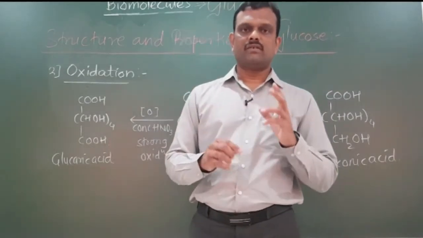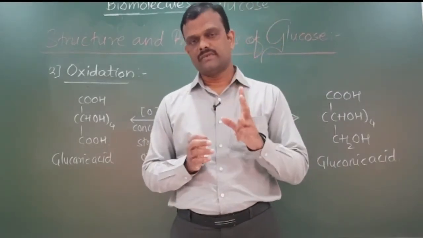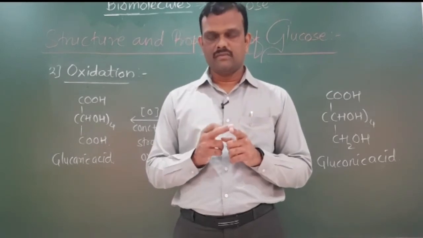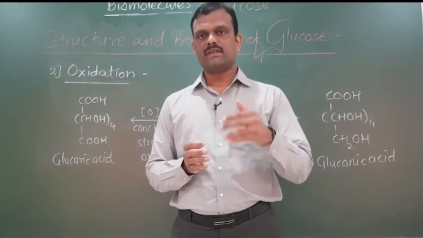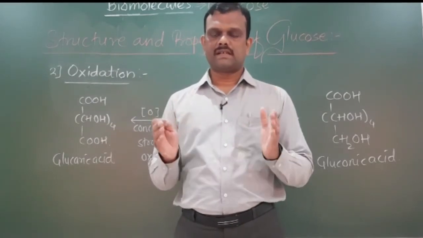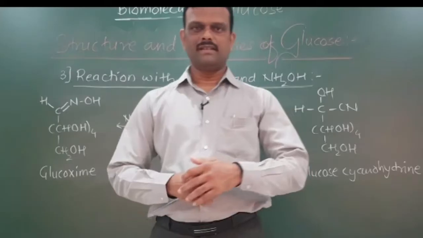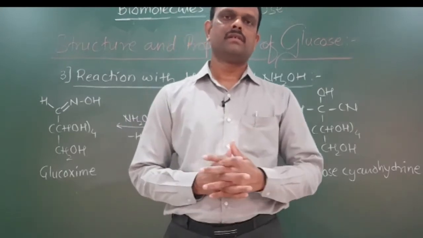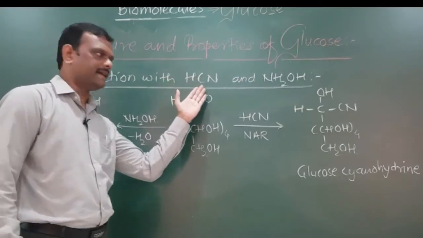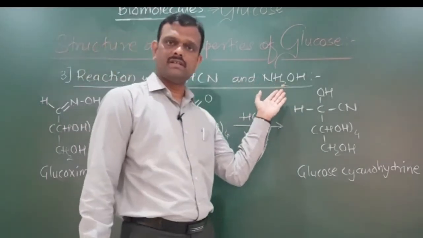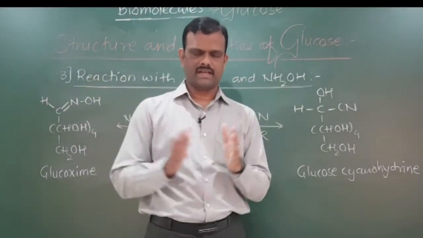That means we have already proved two parts. First one is presence of aldehydic group, another one is an alcoholic group, as well as we have already proved that glucose is a straight chain compound. Next evidence for this glucose structure is reaction with hydrogen cyanide and reaction with hydroxylamine. Two different reactions are there.